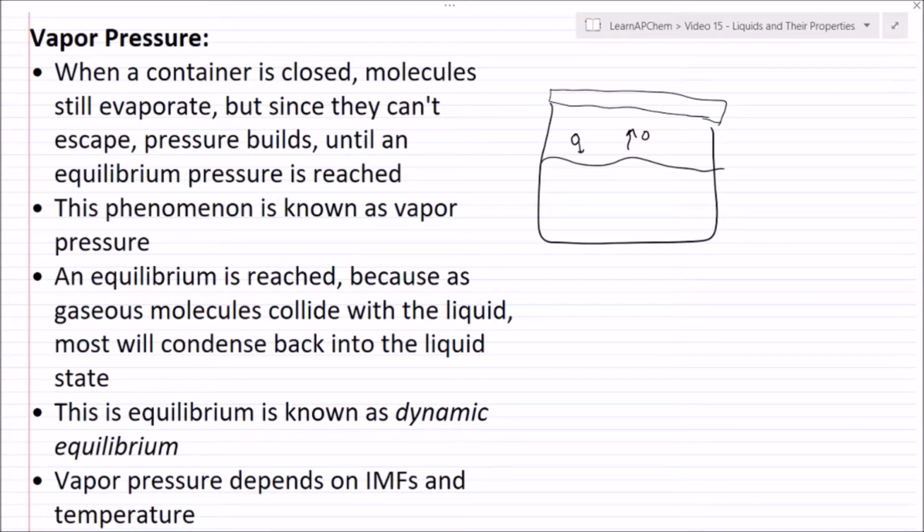Now, vapor pressure again depends on IMFs and temperature. And if you think about it, these are both just factors of how fast evaporation is occurring. So that should come as no surprise.